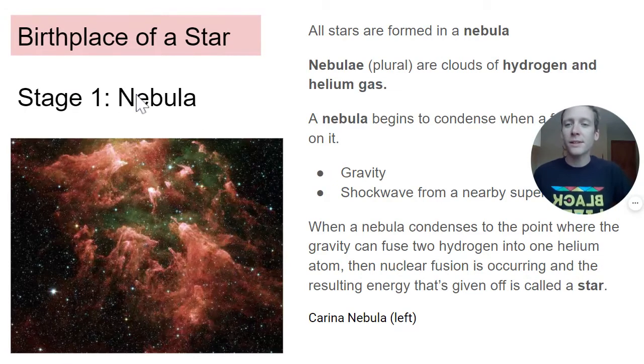And we're going to start by talking about stellar nebulae. Now that's the plural for a nebula. A nebula, you can think about it like this. It's a cloud of gas. Mainly hydrogen and helium make up these nebulae. These are called stellar nurseries because these clouds, this is where stars are born.